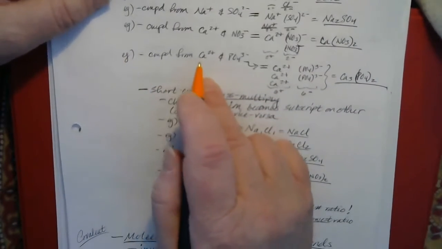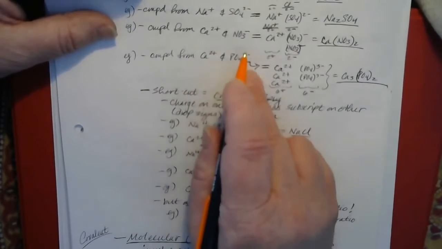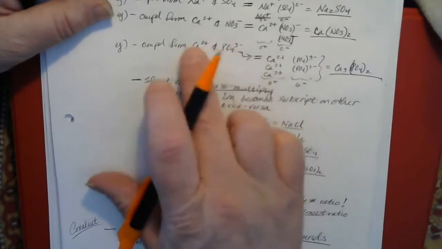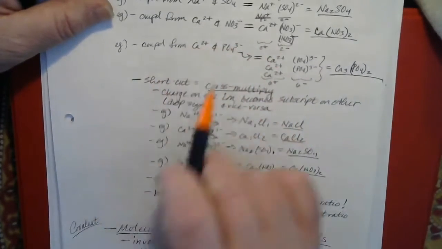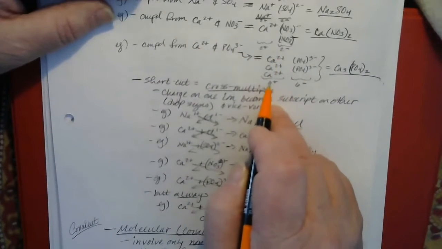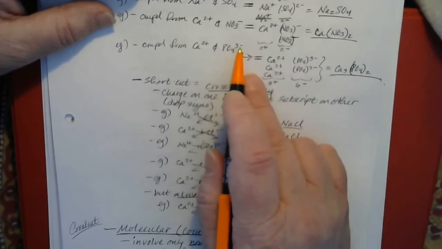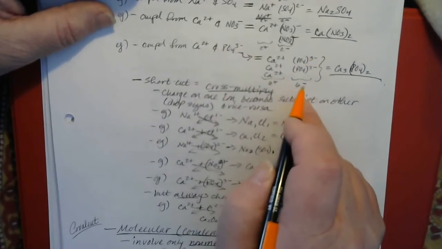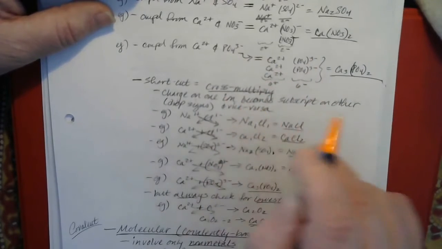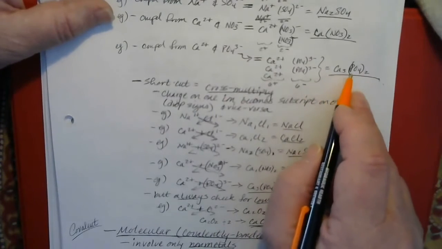Now a harder one: if you have calcium 2+ ions with phosphate 3- ions, there's no common factor there. You basically just have to multiply them by each other. If you have 3 calcium 2+, that gives you a positive charge of +6 total. And if you have 2 phosphate 3-, that gives you a total negative charge of -6, and +6 and -6 will cancel each other out, and the overall formula ends up being Ca3(PO4)2.